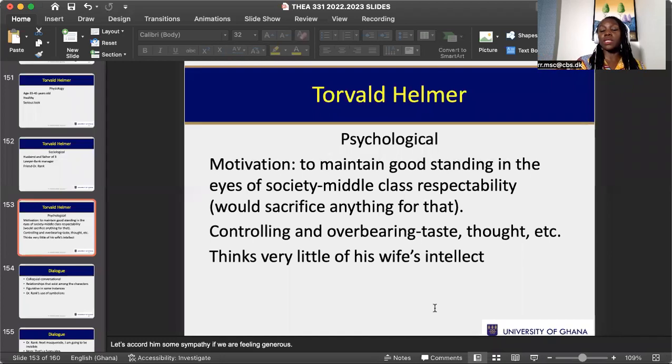There was a point when Nora was asking Dr. Rank if there was anything in the medical journal. And he was like, what does little Nora know about science? Okay. So this is also something that gives us an idea of how he values her intellect as a woman. But it is very easy to judge Helmer harshly. We have to accord him a certain level of sympathy when we are examining his character.